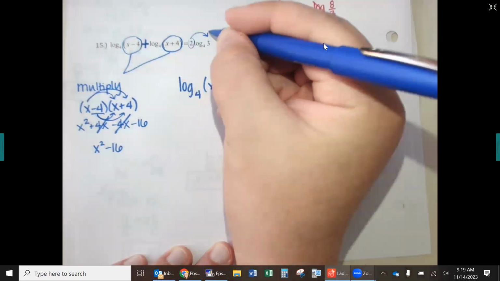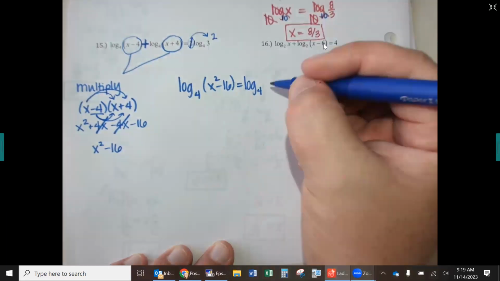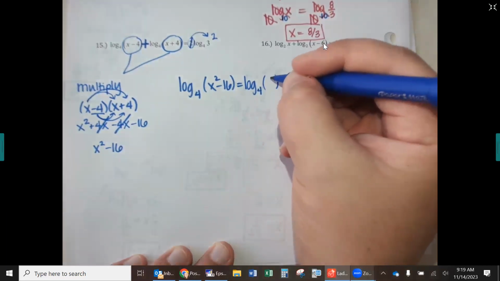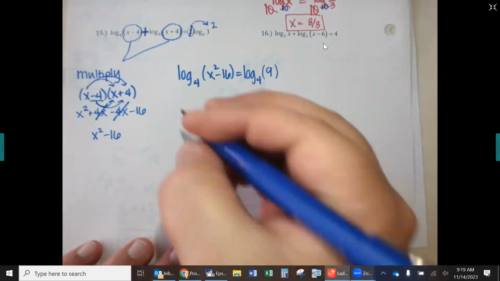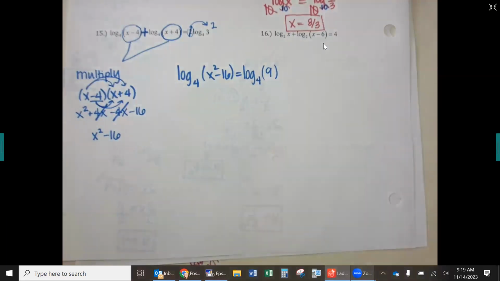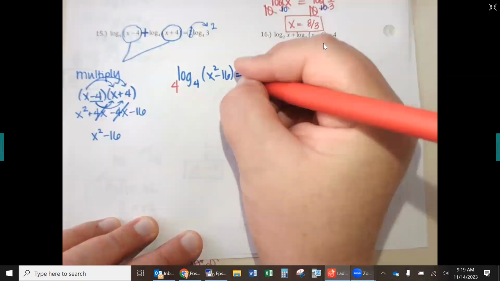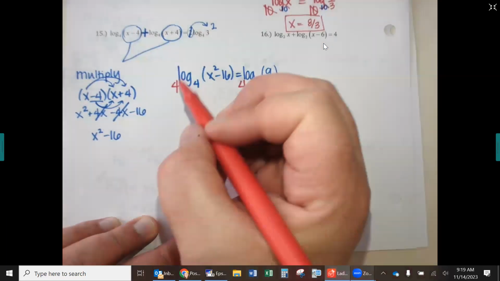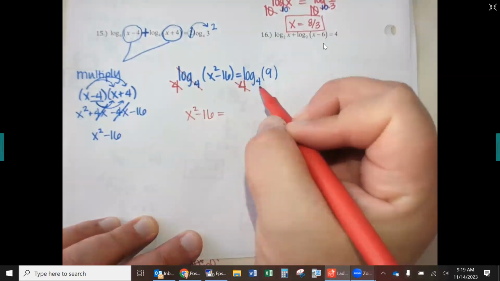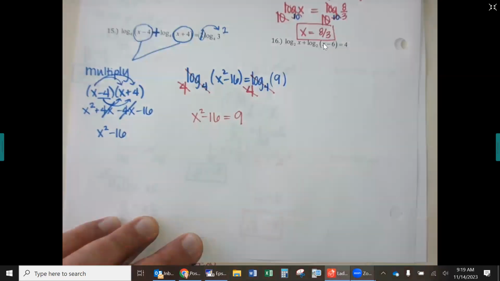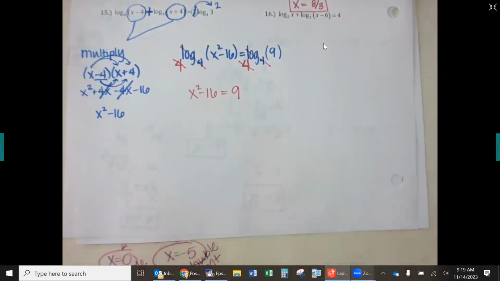What is 3 up to the 2 the same as? 9, correct. And then from there, I noticed that I have a log on both sides. How convenient. How do I get rid of a log little 4? Big 4. So I'll do a big 4 on both sides. 4 and log little 4 cross out. I have x squared minus 16 equals 9. What do we do from there? Plus that 16 across, very good.